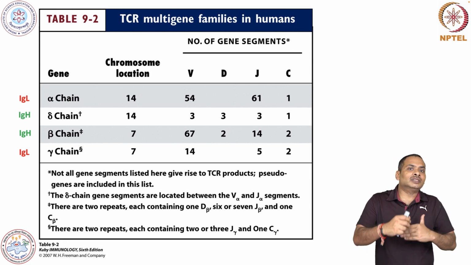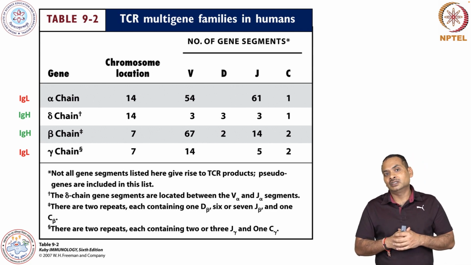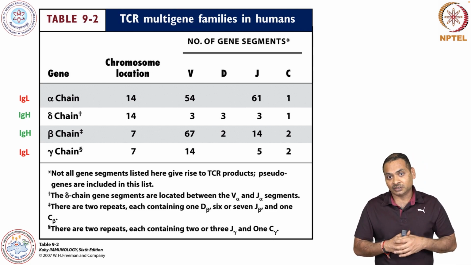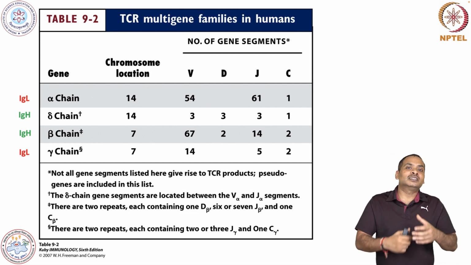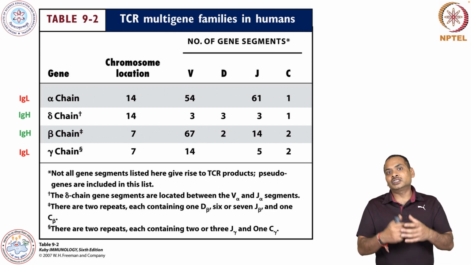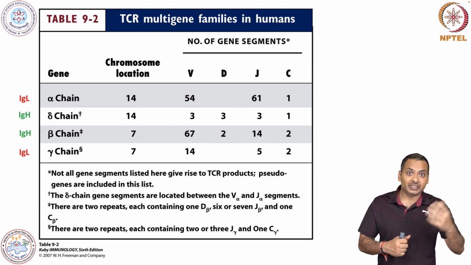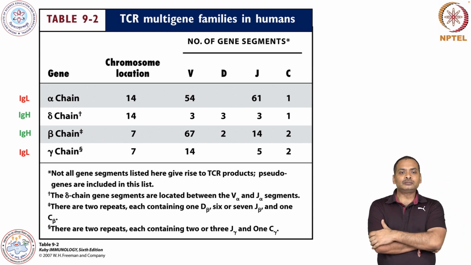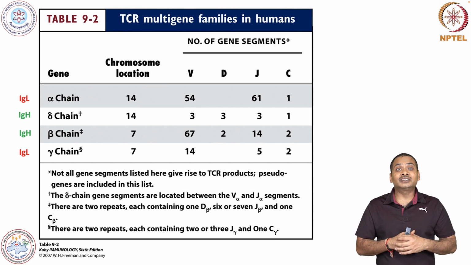So here I am trying to compare antibody diversity with T cell diversity. They also have a light chain and heavy chain, and their diversity is also like that. Their further processes are also like antibody diversity. So I will not talk in more detail about T cell diversity.